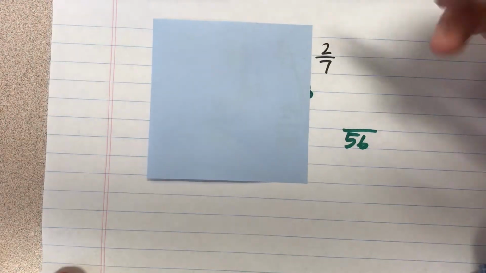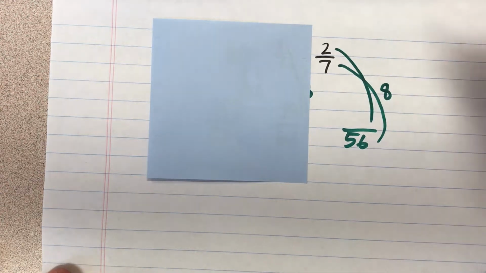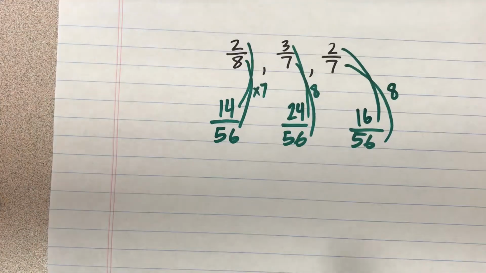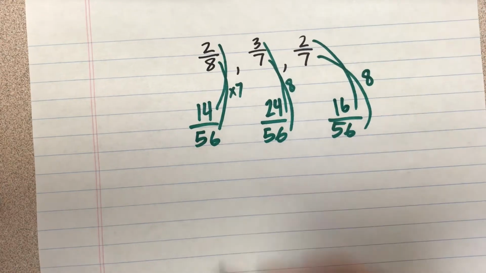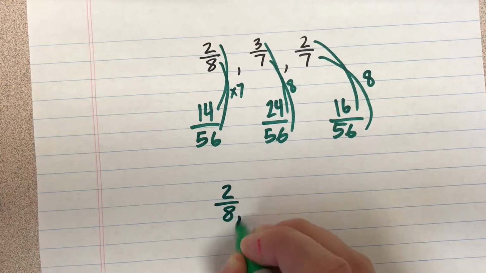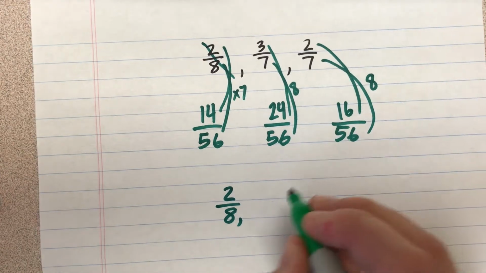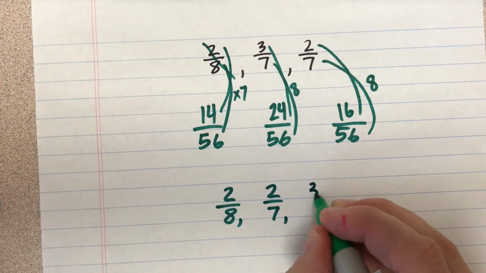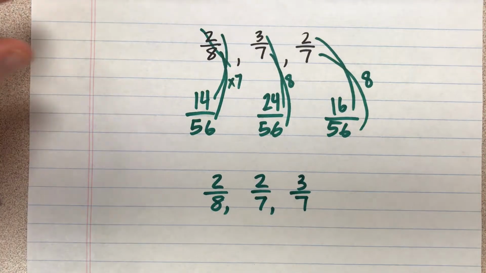And then again, our connector here is 8. So we do the same connection on the top. 8 times 2 is 16. All right, so now we have equivalent fractions all with the same denominator. Very easy to see which one is the smallest. The smallest is going to actually be 14/56, which is 2/8. So 2/8 gets listed first. Next smallest is 16/56, which is 2/7. And then we have 24/56, which is 3/7. So that is those three fractions in order: 2/8, 2/7, and 3/7.